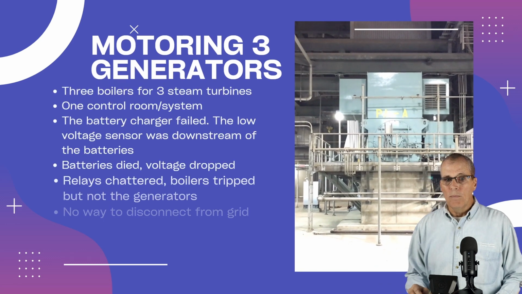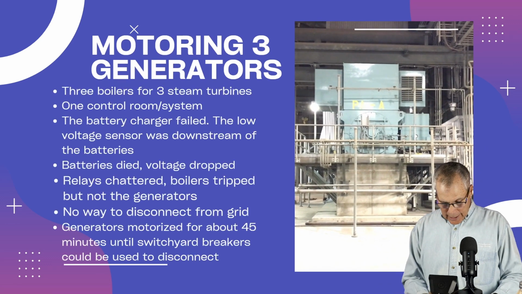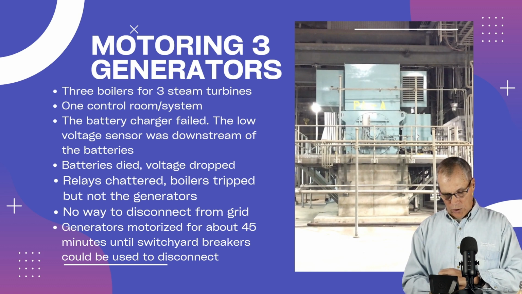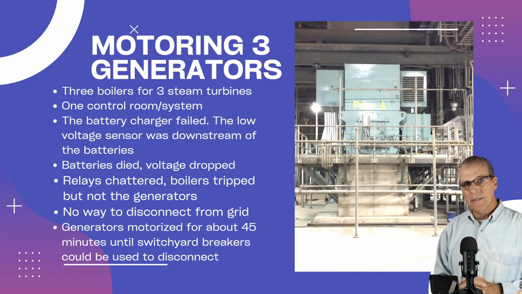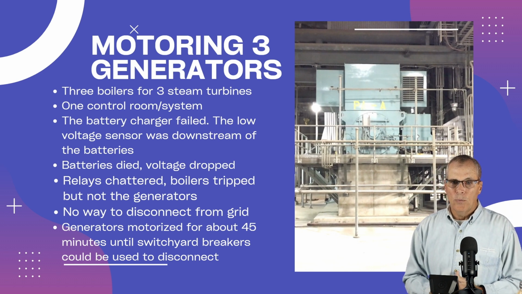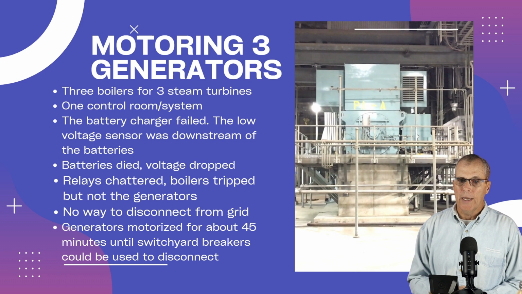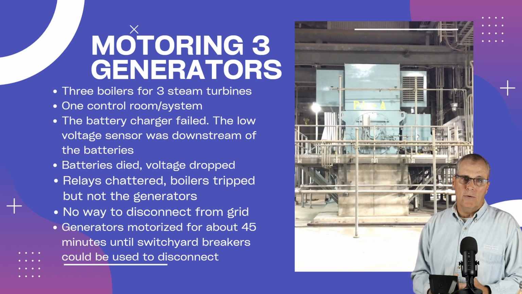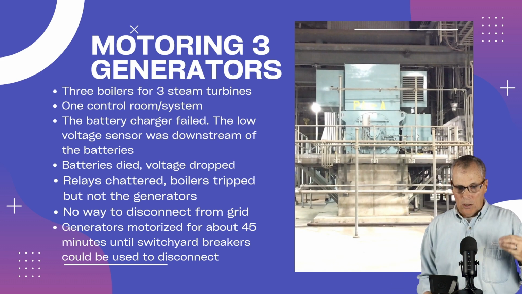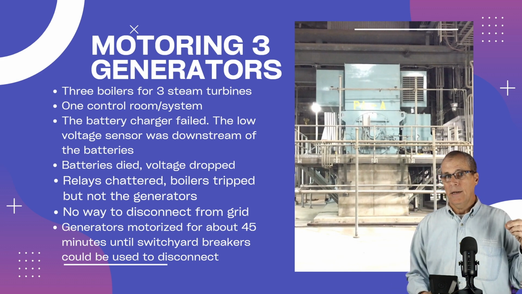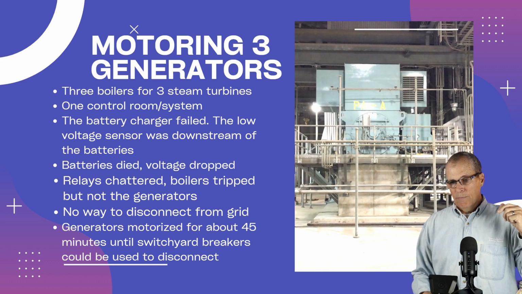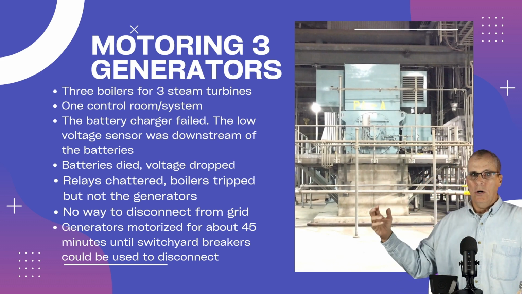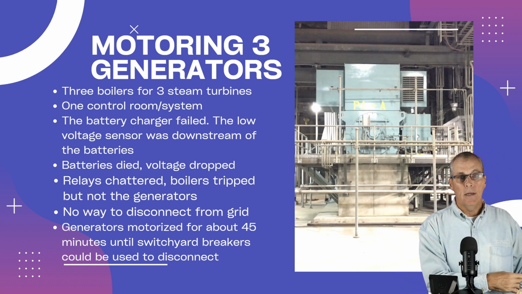All right, first one, motoring 3 generators. The big lessons learned were that your DCS systems, your control systems that rely on UPS, especially if that UPS isn't configured just right, you might not realize that it's not working. What we had here was the battery charger failed, and there was a low voltage sensor to tell us that, but it was basically downstream of the battery bank. So we wouldn't know that the charger failed until the batteries died, which happened.